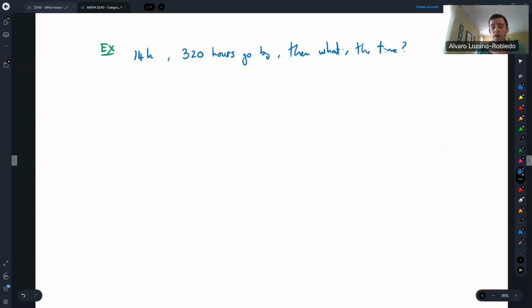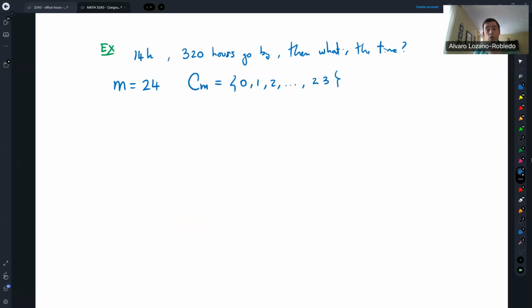Then what's going on here is that m is 24. We care about hours just modulo 24. And what we have is Cm, in this case, the set of hours in the clock in one day that we care about. And we want to reduce every number modulo 24.